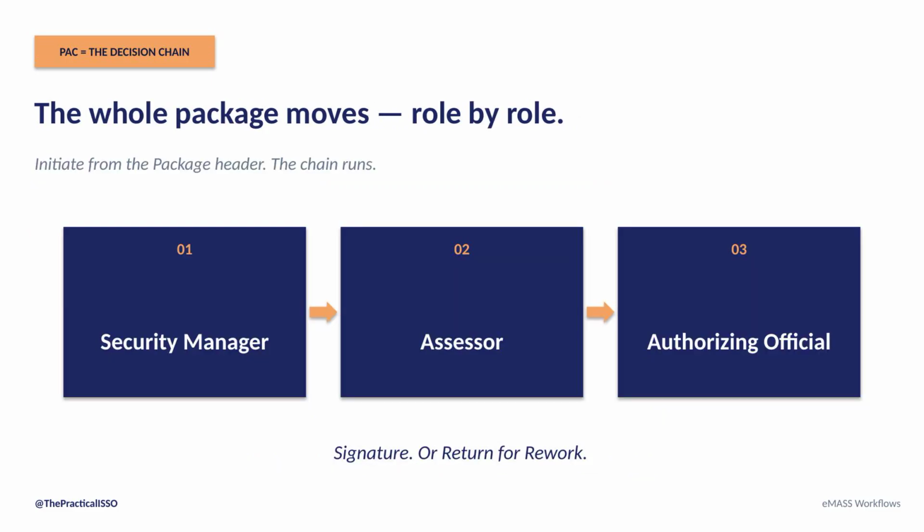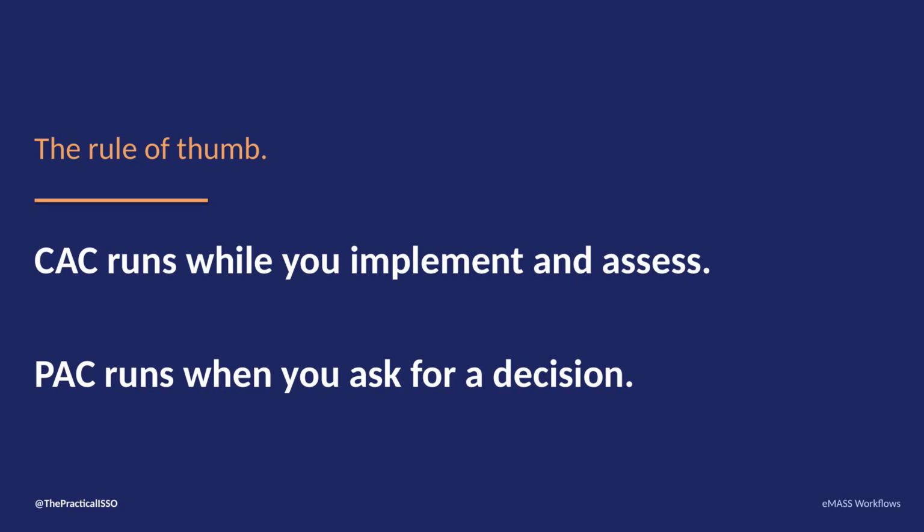The PAC is the chain that carries decisions. When your package is ready, you initiate an authorization type workflow from the package header. And the package moves role by role, security manager, assessor, authorizing official until someone signs or sends it back. Rule of thumb: the CAC runs while you implement and assess. The PAC runs when you ask for a decision.